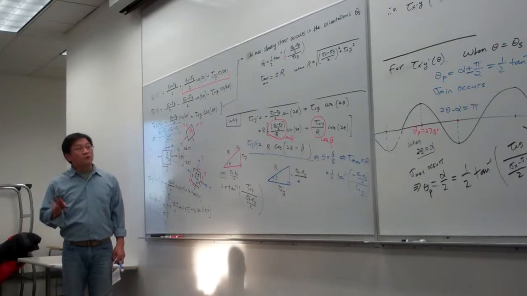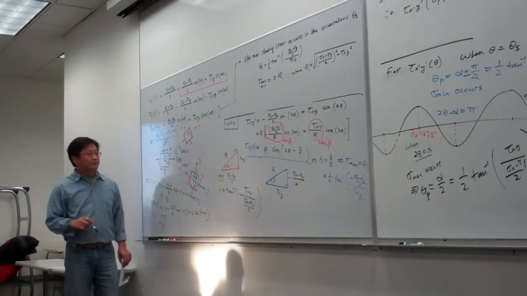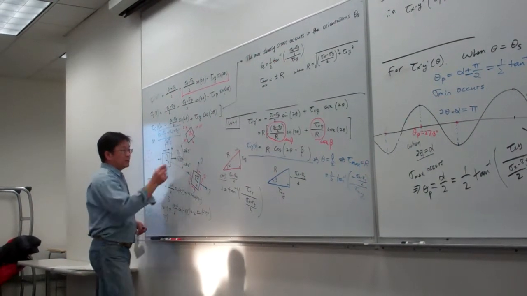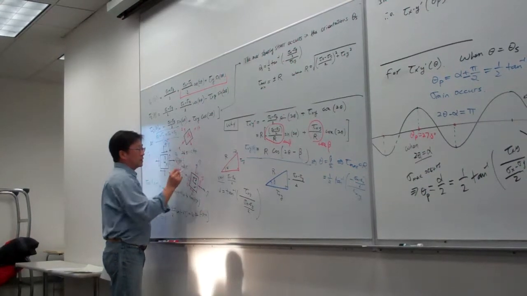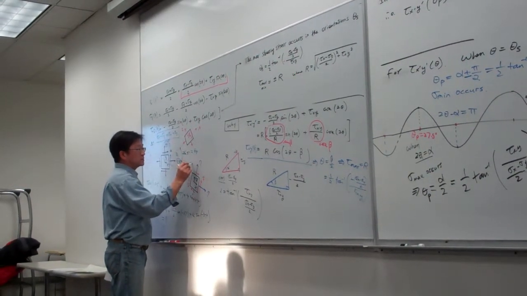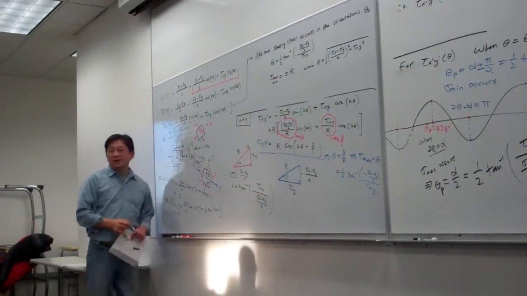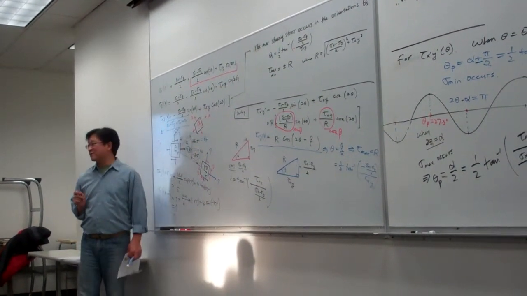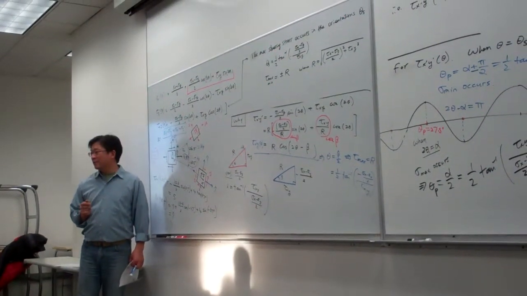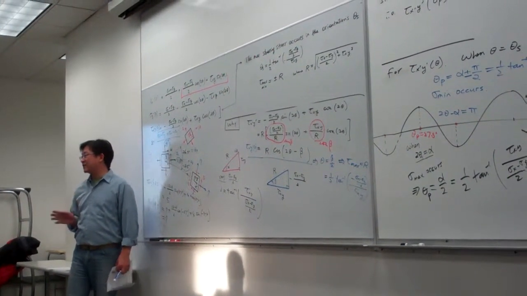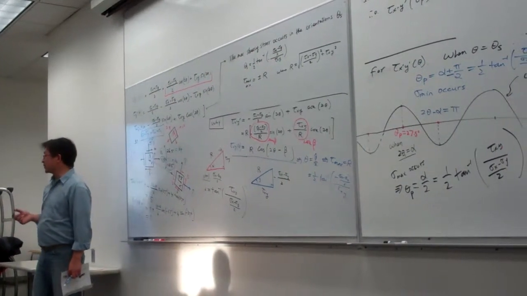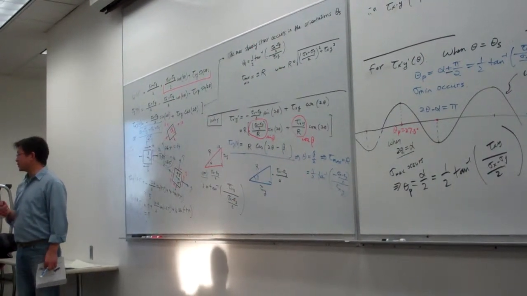The second important property is this. This is our theta p, and this is our theta s. The difference between theta p and theta s is always 45 degrees. Always 45 degrees, and that is guaranteed. And that is one of the good properties here.